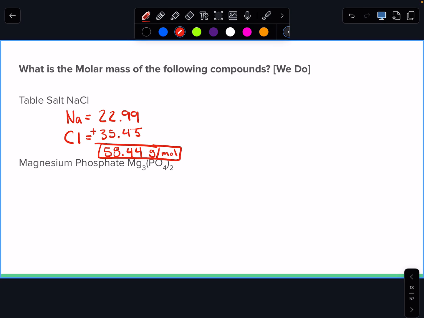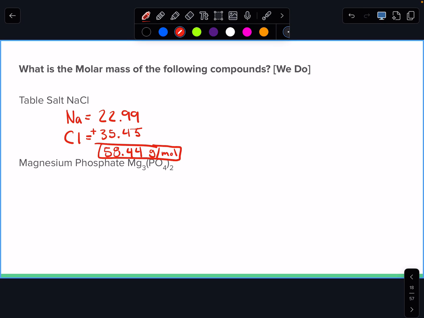So if this little container right here is 1 mole of NaCl, 1 mole of table salt, how heavy is it? 58.44. Say it louder. 58.44. Yeah, that's how I got this, is I measured out 58.44, and I know that's equivalent to 1 mole of a substance. Questions on that? Okay, let's look at the second one together.